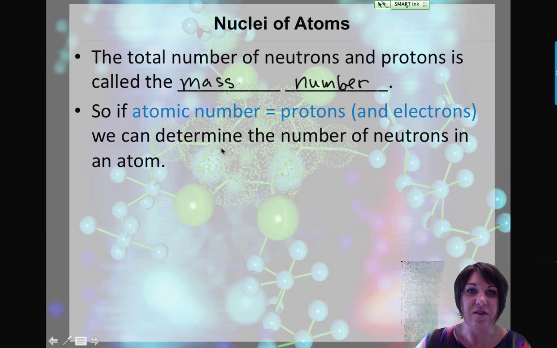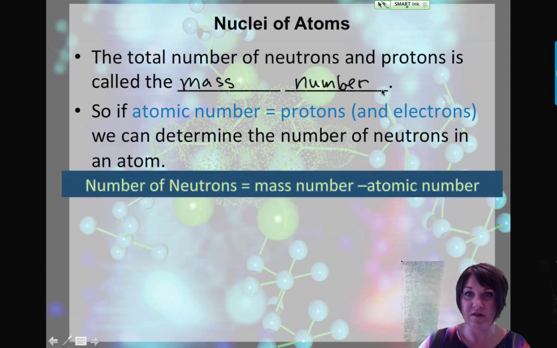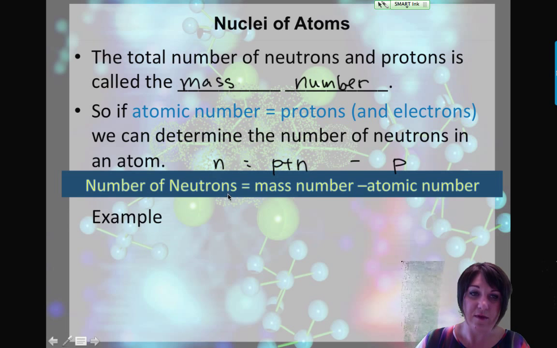So if the atomic number is equal to protons and electrons, then we could determine the number of neutrons in an atom by subtracting mass number minus atomic number. Number of neutrons is mass number minus atomic number, because mass number comes from the sum of protons plus neutrons. So if we subtract away the protons, we are left with the neutrons, right? Piece of cake. So let's try it.